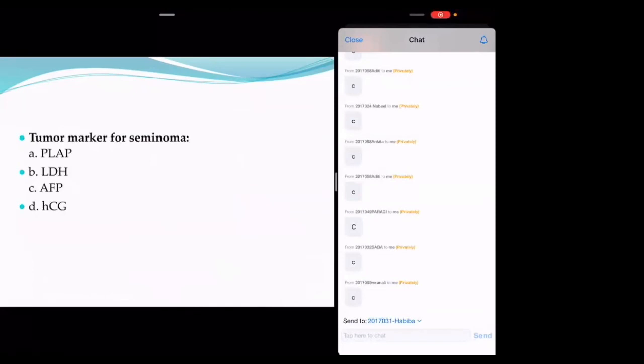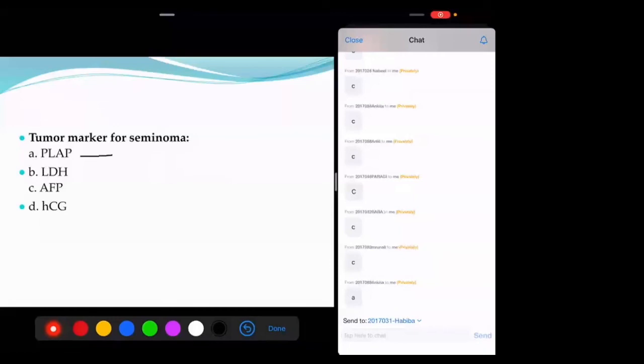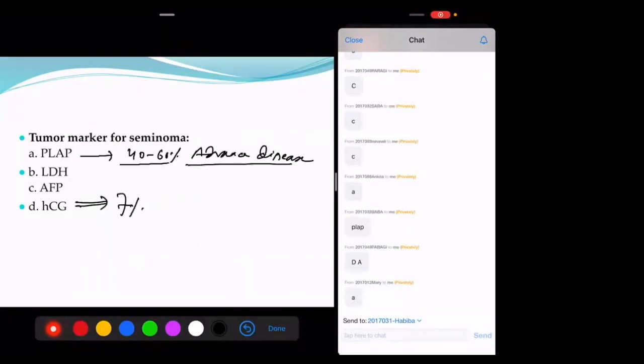Usually in seminoma, tumor markers are not raised. If they are raised, then placental alkaline phosphatase is raised in 40 to 60% of cases of advanced disease, and in 7% of cases you will find increased hCG. So if you have to choose one, then it is placental alkaline phosphatase. If you have to choose two, then it is A and D.